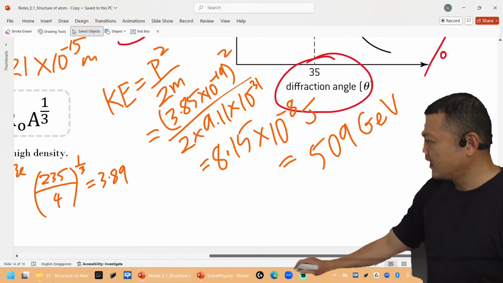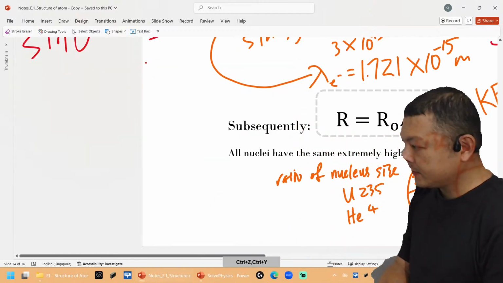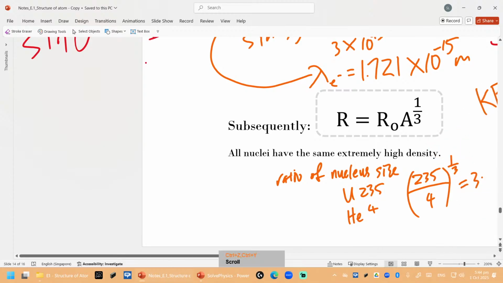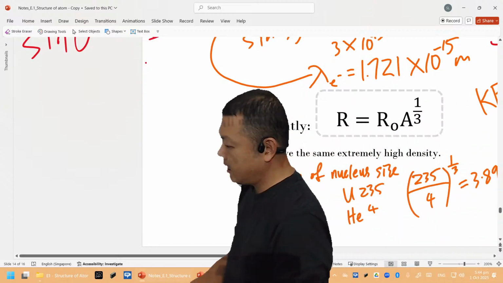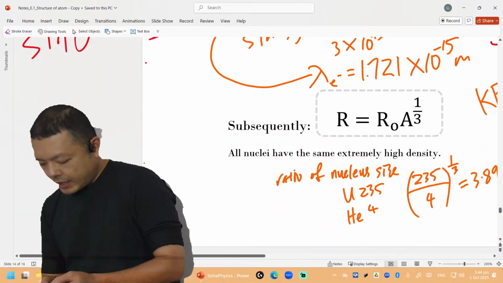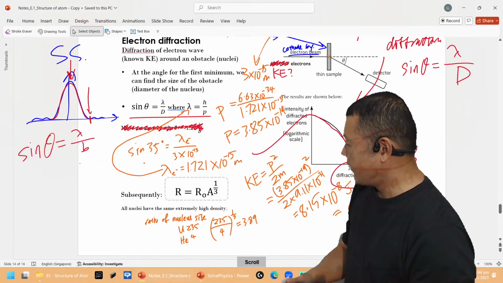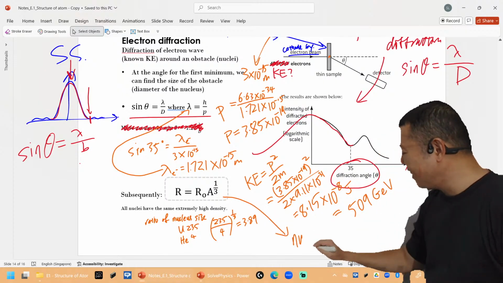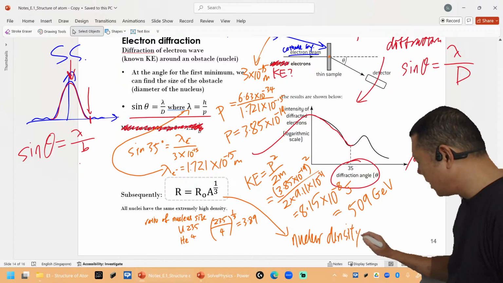Anyway, all right. What's another application of this equation? I'm going all over the place. Wait, hold on. So the other use of this equation is to find what? You say find density. What density? Nuclear density, guys. We'll find it in a while.